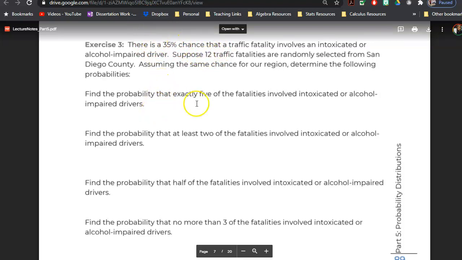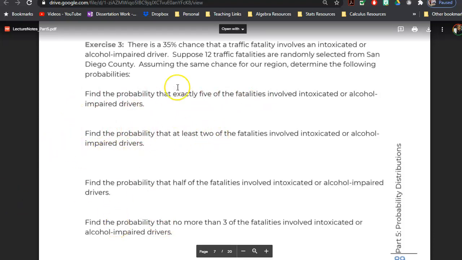We have a number of fatalities that we're going to be randomly selecting, and then we have a probability of them involving an alcohol impaired or intoxicated driver, right? So we have a bunch of questions that come next. Find the probability of exactly five, find the probability of at least 2.